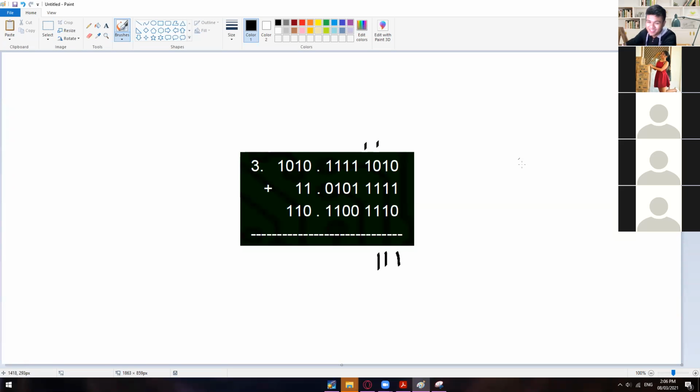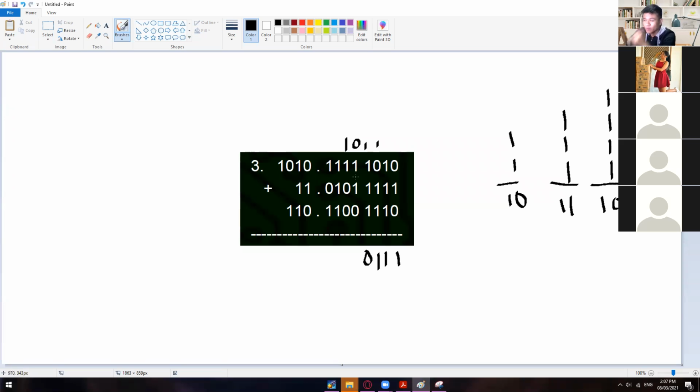So 4 1 is 100, right? 1 plus 1 is 10. 1 plus 1 plus 1 is 11. 1 plus 1 plus 1 plus 1 is 100. Okay. So we can just put here 0 for now. How do we put 10? Sa kabila yung isa, right? So very good. We put here the 1 and then the 0. Okay.